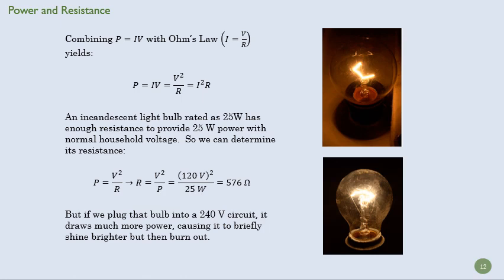which is a big circuit in a household, like you'd use for an oven maybe, or a dryer. What's going to happen is it's going to have that same resistance, right? It's going to have a higher voltage, and its current is going to become much higher. And it's basically going to shine very brightly, briefly, and then burn out because it's going to destroy that wire. So that's how voltage, power, current, and resistance relate to each other. And we'll use these equations a lot to link all four of those different concepts together.